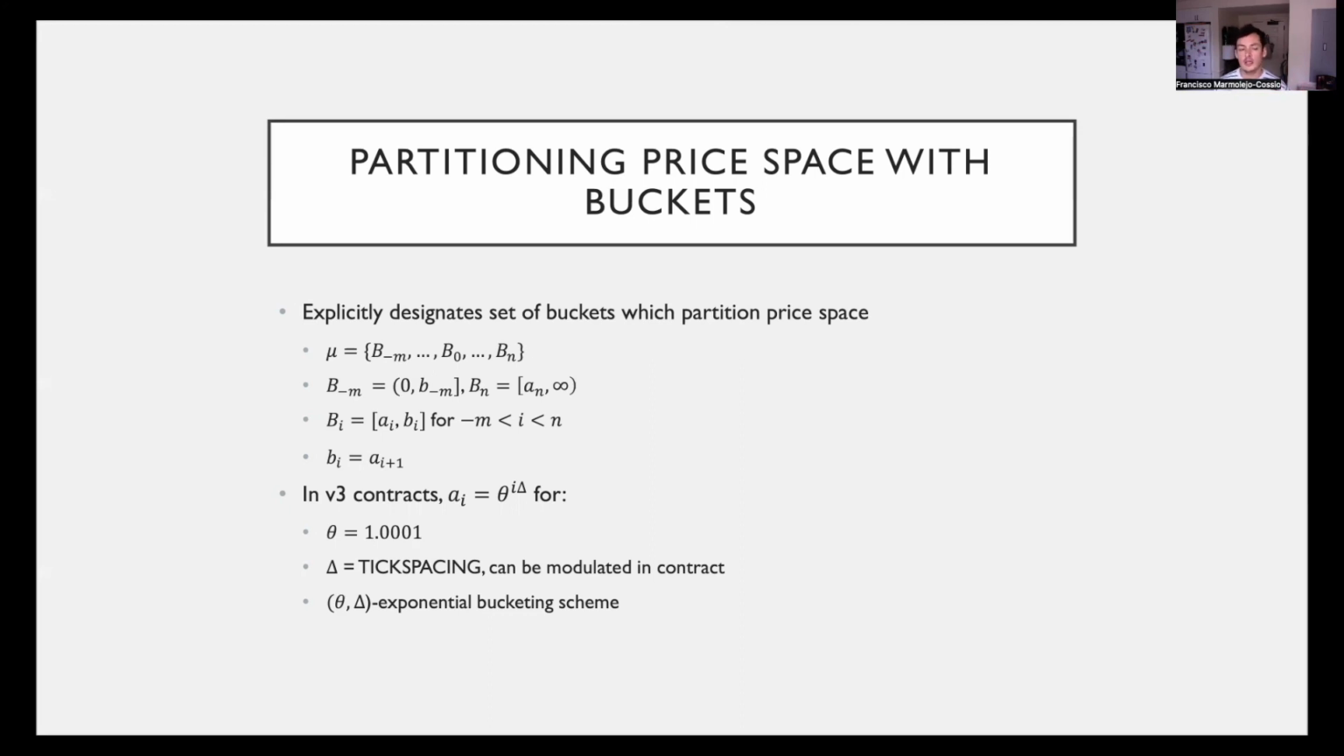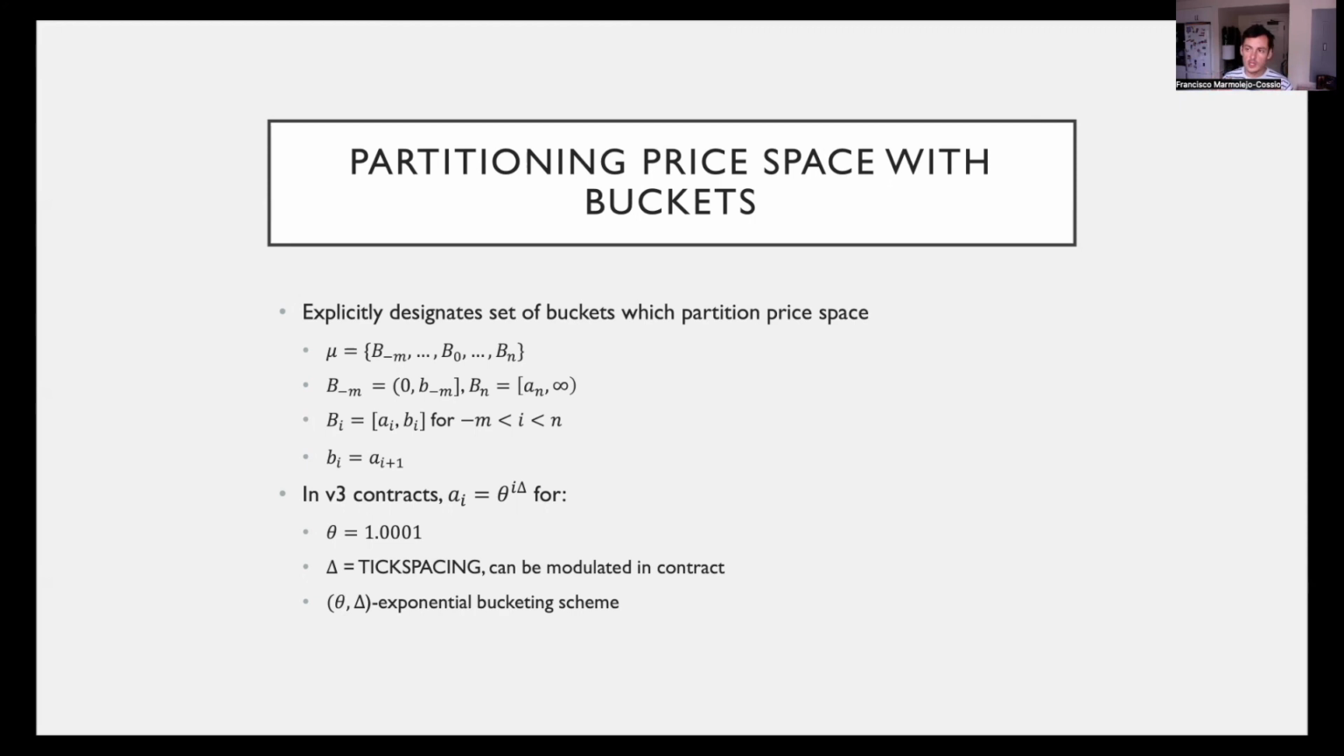So these buckets partition the real numbers from 0 non-inclusive to infinity. And in V3, the buckets are specified by what we call an exponential bucketing scheme, where the buckets are exponentially spaced apart with a base of the exponent given by theta, in this case 1.0001. And we see all of these ith powers of theta that exist along the real line as prices.